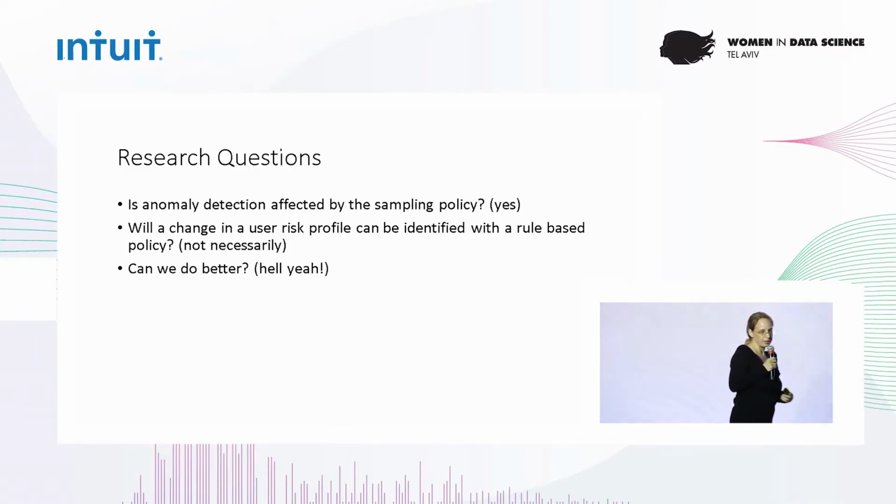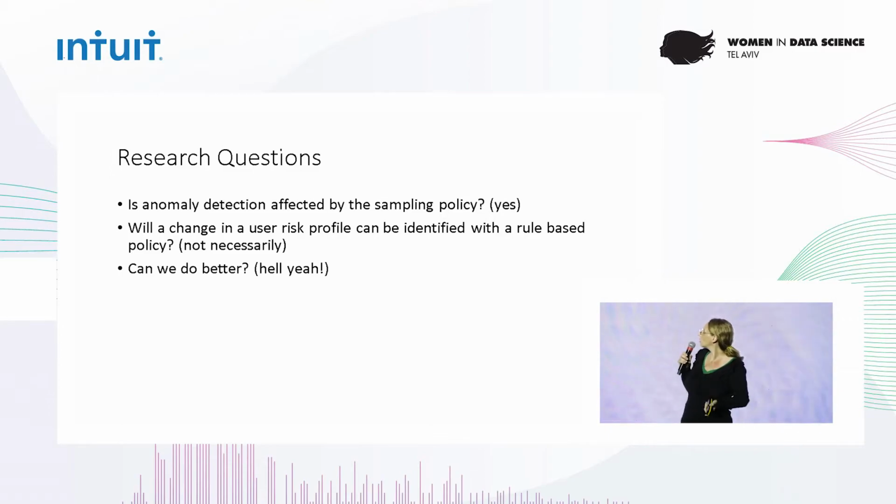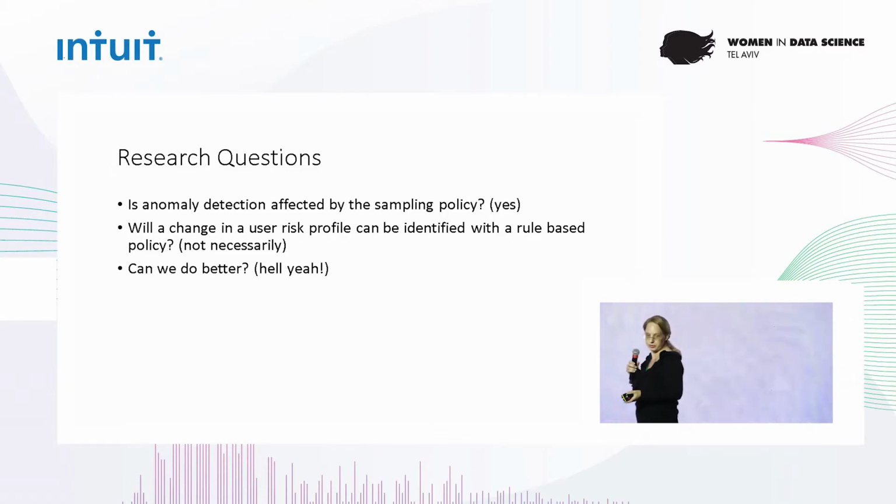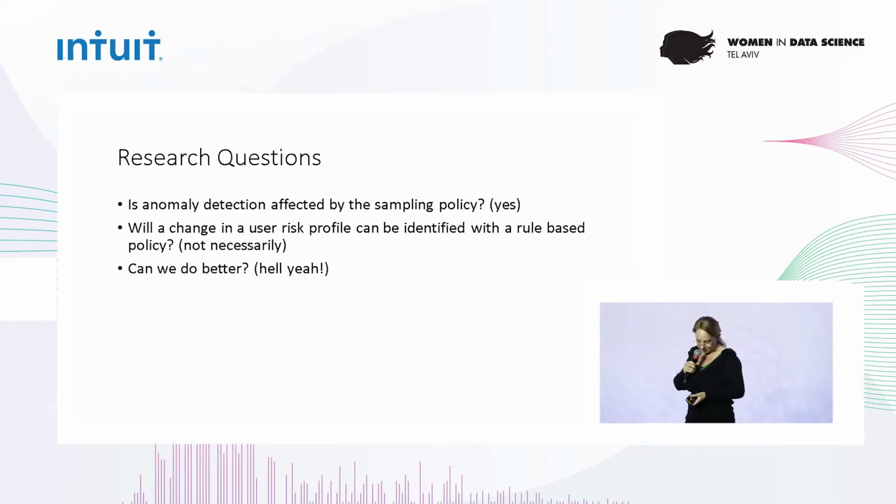So what are my research questions? I wanted to know, is the anomaly detection affected by the sampling algorithm? And we've shown that it is. And I wanted to know, if there is a change in the user's activity, will it be detected by the anomaly detection based on the policy? Okay, so how does the policy affect the ability of the anomaly detection to detect these events? And, of course, I wanted to know, can we do better than what we're doing today?